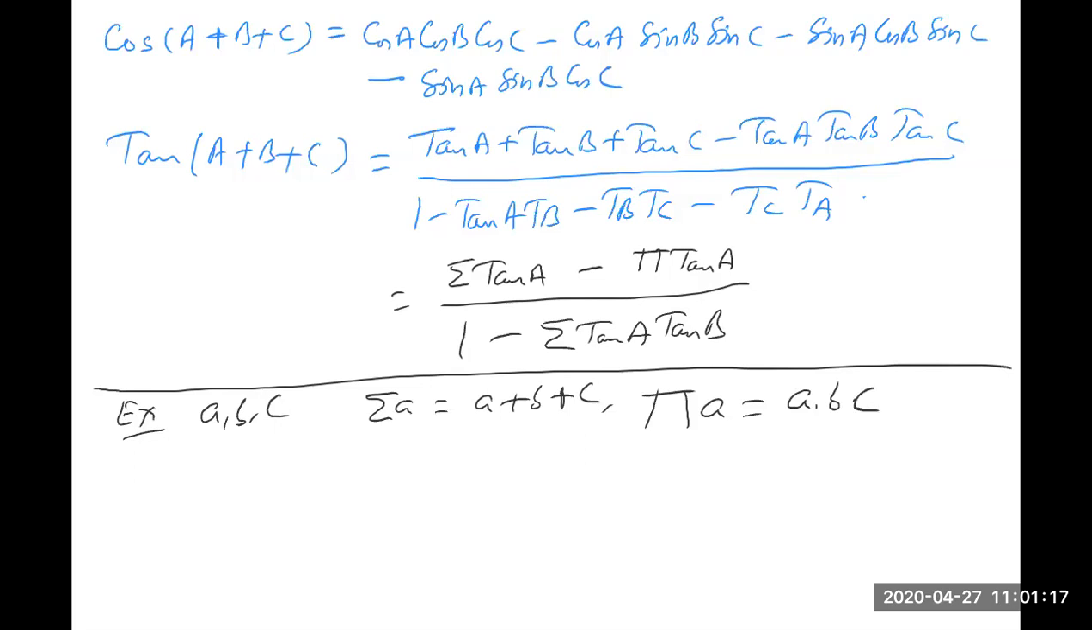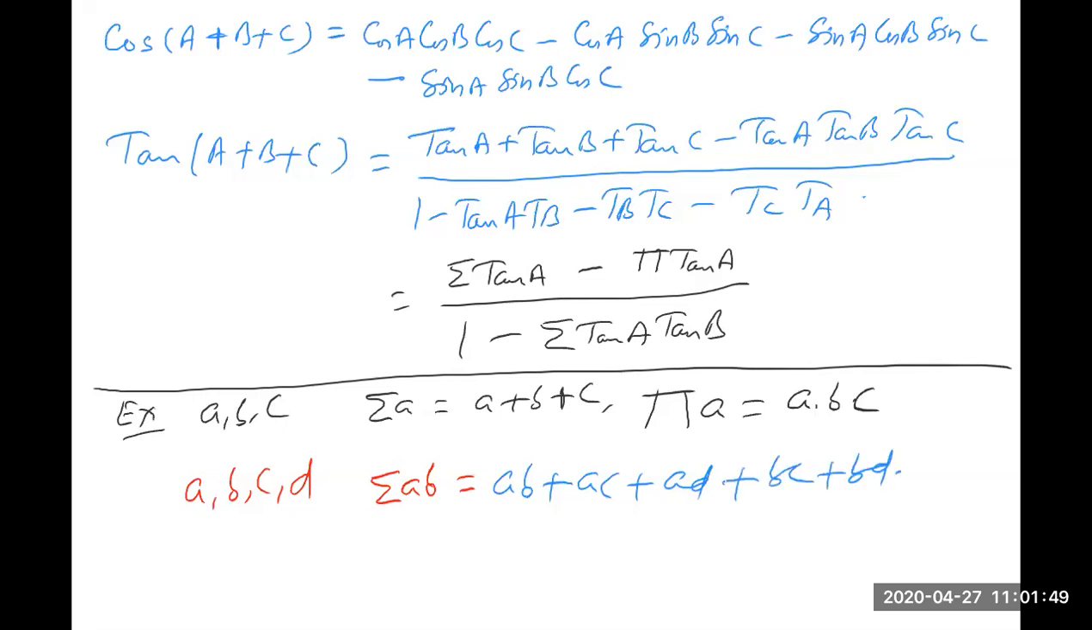Suppose 4 quantities are there, A, B, C, D. And if I say summation of AB, what is the meaning of this? That means I'm adding all the possible pairs multiplied in 2. So how many will be there? 6, 4C2. So I will get AB plus AC plus AD plus BC plus BD plus CD. So 1, 2, 3, 4, 5, 6. That is the meaning of this.